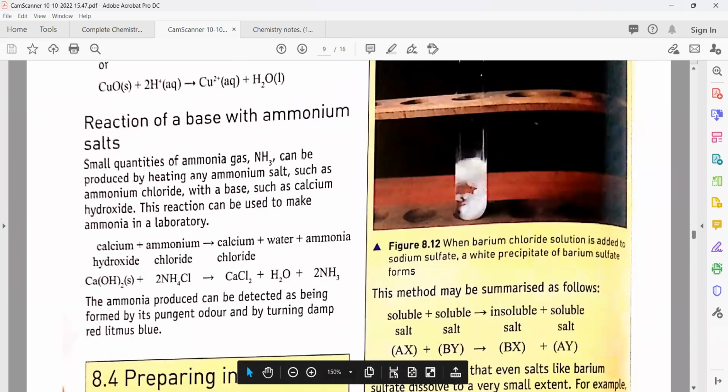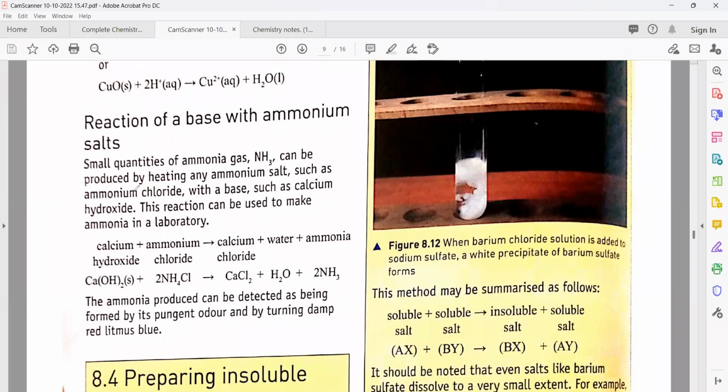After discussing a lot about this, now we're going to see the reaction of a base with an ammonium salt. Small quantities of ammonia gas, NH3, that is the chemical formula of ammonia, can be produced by heating any ammonium salt, such as ammonium chloride, NH4Cl, that is the formula of ammonium chloride, with a base. So the base is calcium hydroxide, like we use sodium hydroxide. Here he used calcium hydroxide, so don't worry about that.